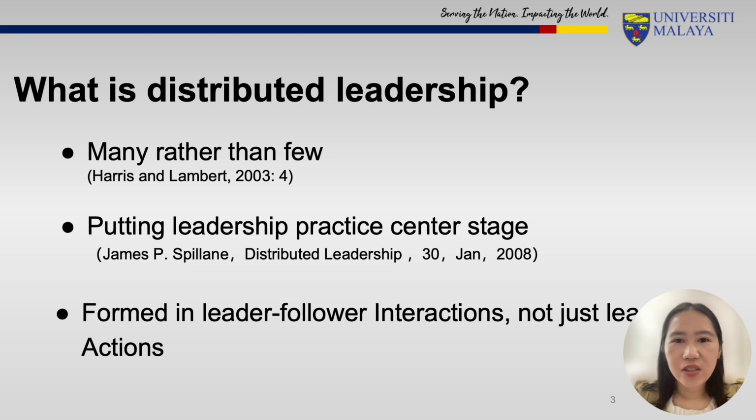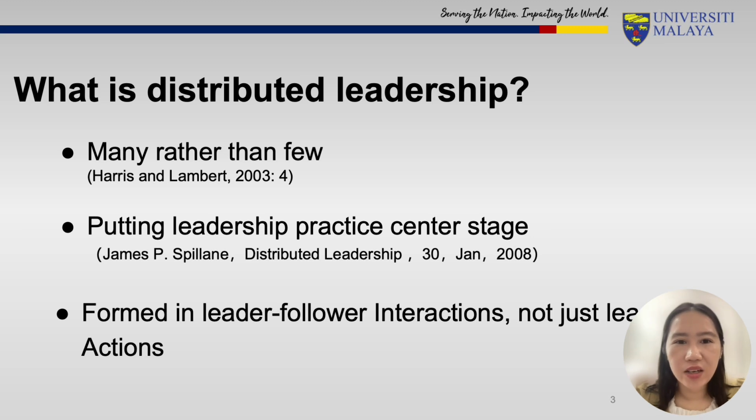A researcher named James Spillane said something important. Distributed leadership is about what people do. It focuses on the action, not just who has the title. It's not about roles or rules first. It's about how people work together day to day.